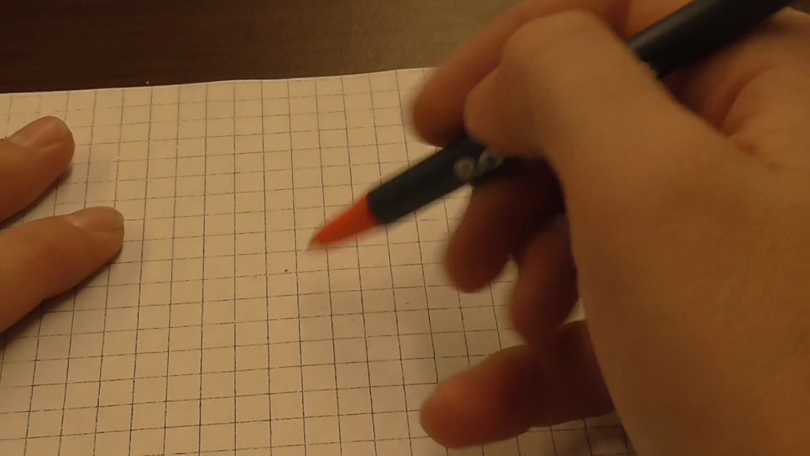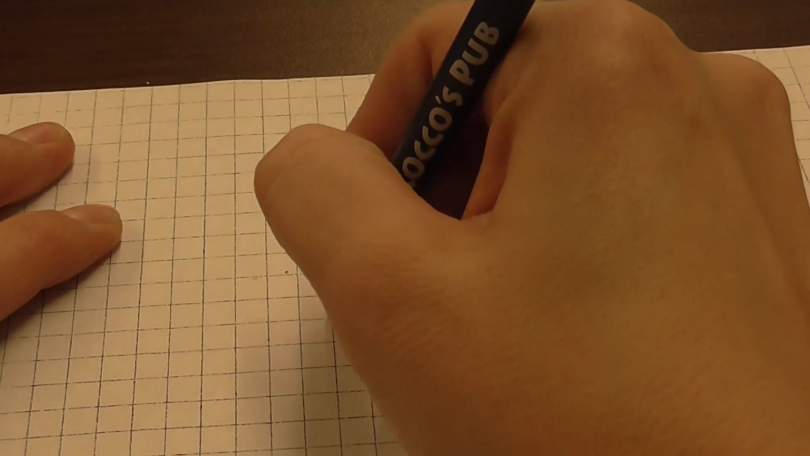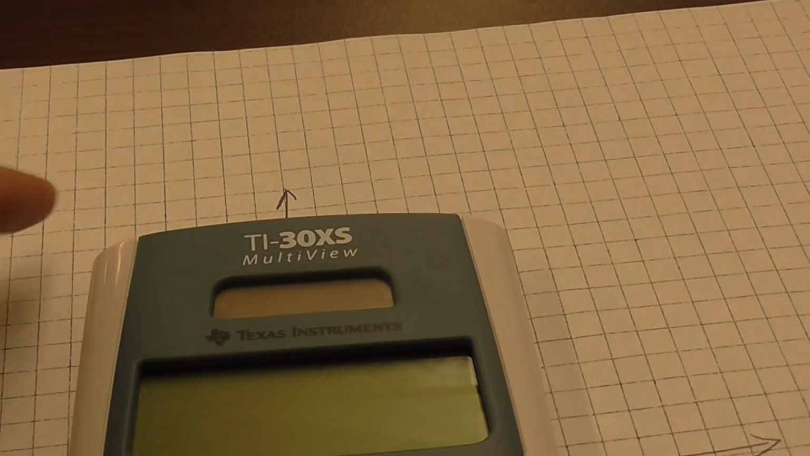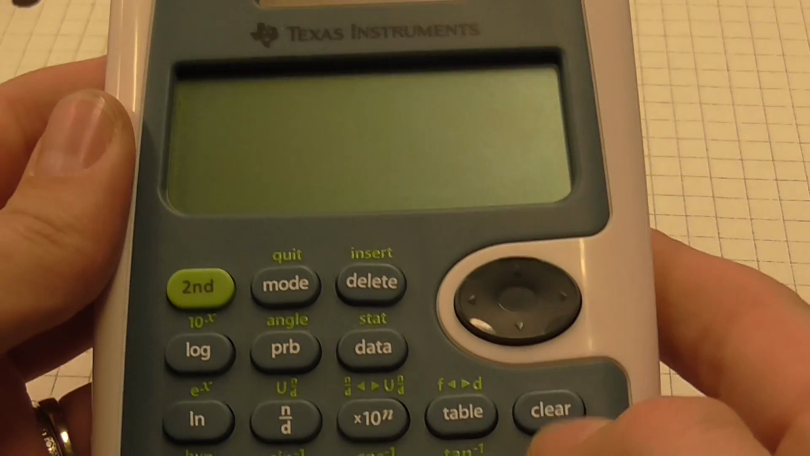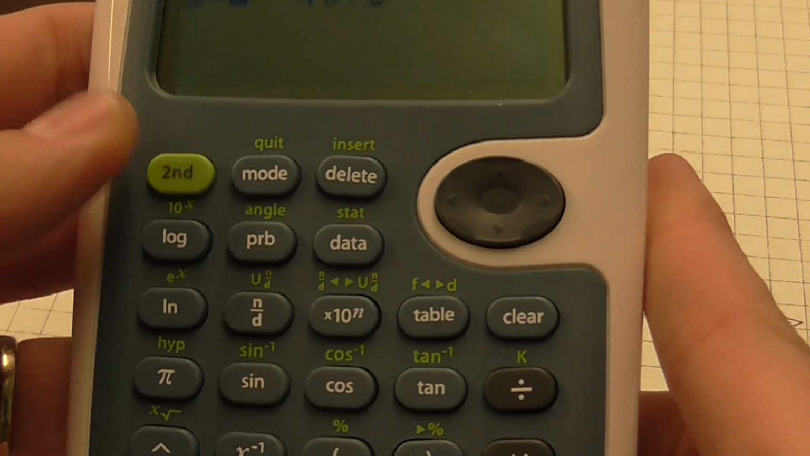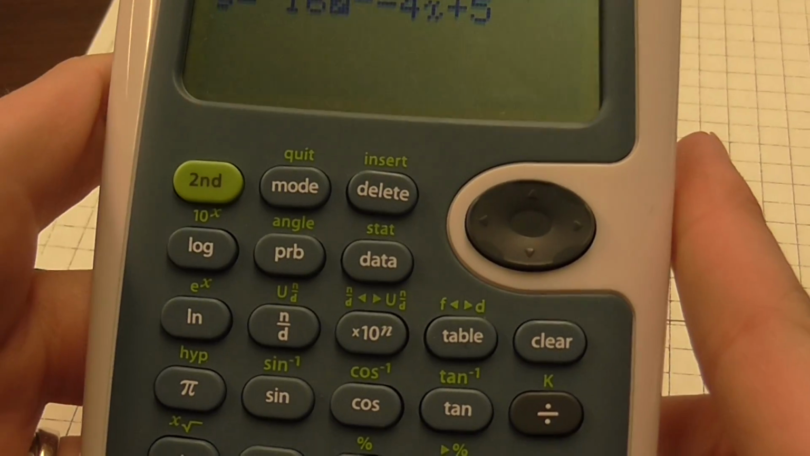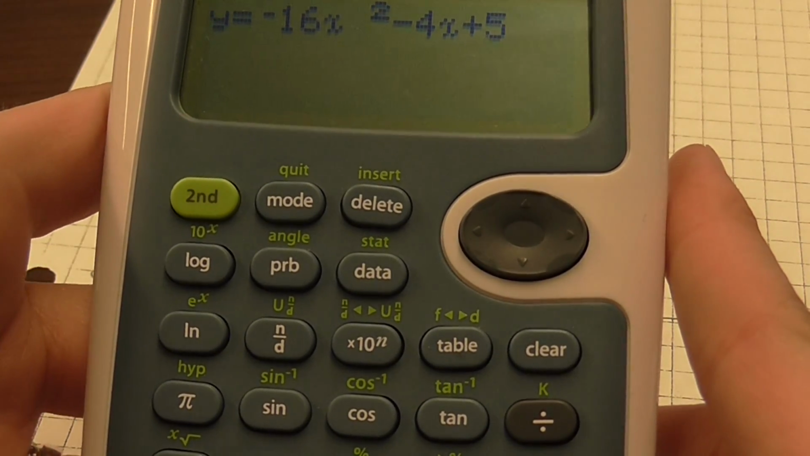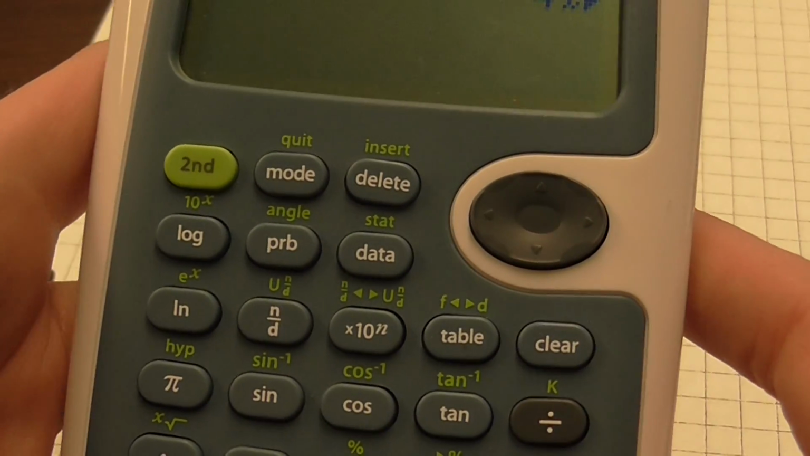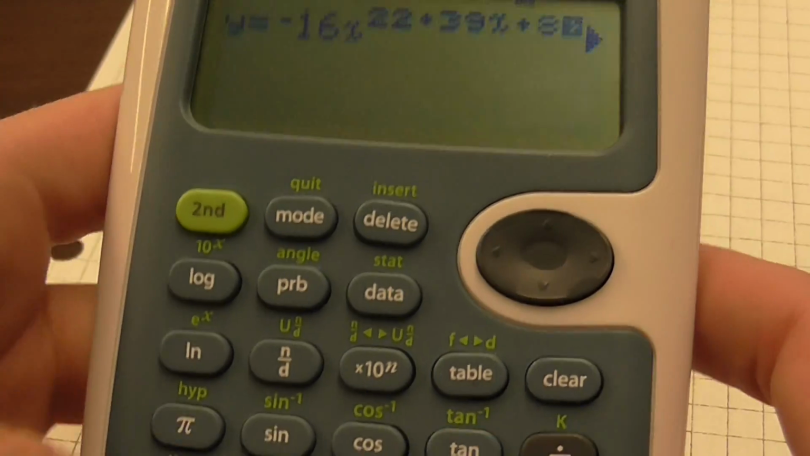If we had a graph and we were asked to find this, I would go to my calculator and plug in that formula. We're going to turn the calculator on and go to our table function, and I'm going to plug in my problem, which was negative 16. Obviously I don't have t, so I'm going to have to use x squared. That was plus 39x plus 8.